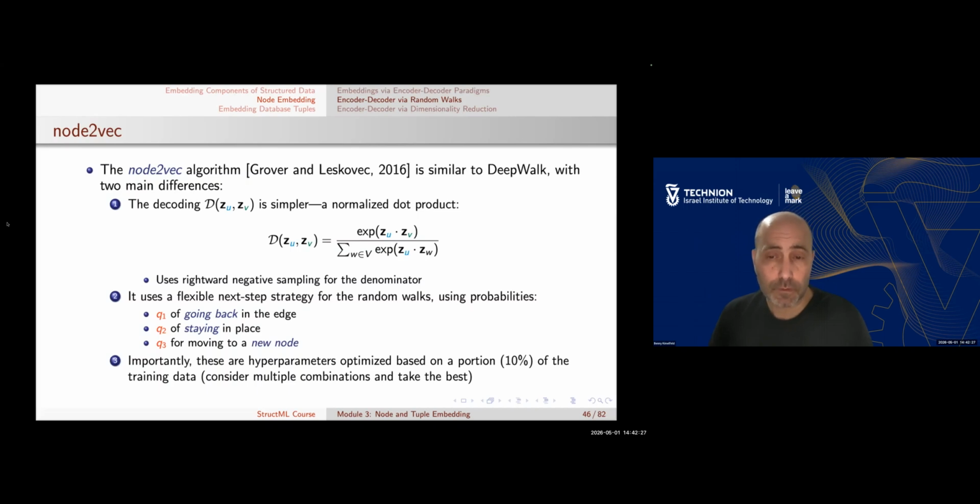Something special about it is that they enrich their random walks with different probabilities. They have three hyperparameters: the probability of going in one direction of the edge, going back along the edge, staying in place, or moving to a new node, taking a random step. These are hyperparameters that they optimize to get good results on a collection of training data. So that's another improvement of Node2Vec.